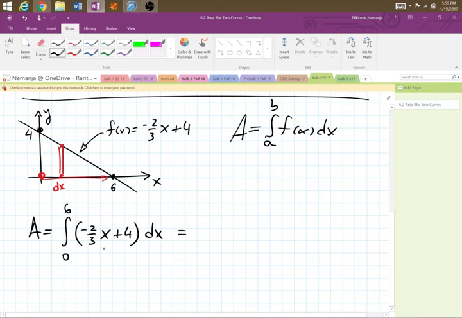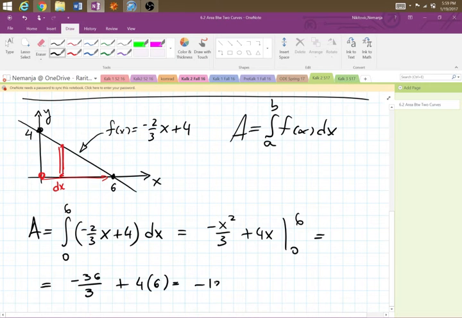So now that we have that, we quickly integrate this. So x squared over 2 cancels 2, so negative x squared over 3 plus 4x, computed from 0 to 6. Plug in 6, plug in 0, that's just going to kill everything. So we have negative 36 over 3 plus 4 times 6 is negative 12 plus 24 equals 12.